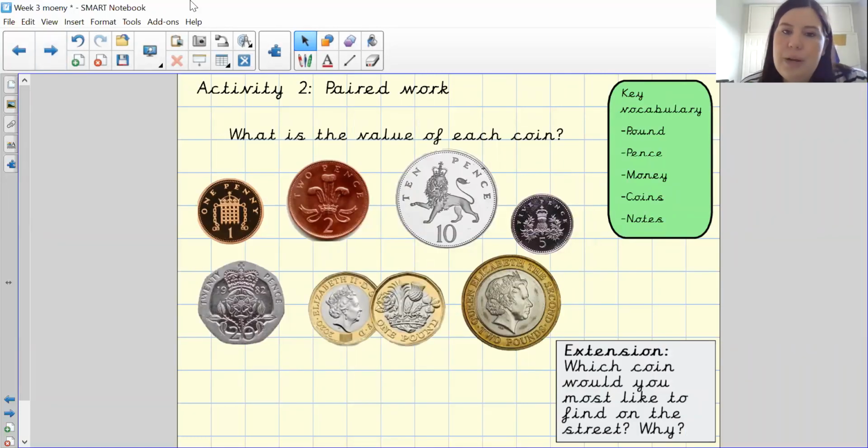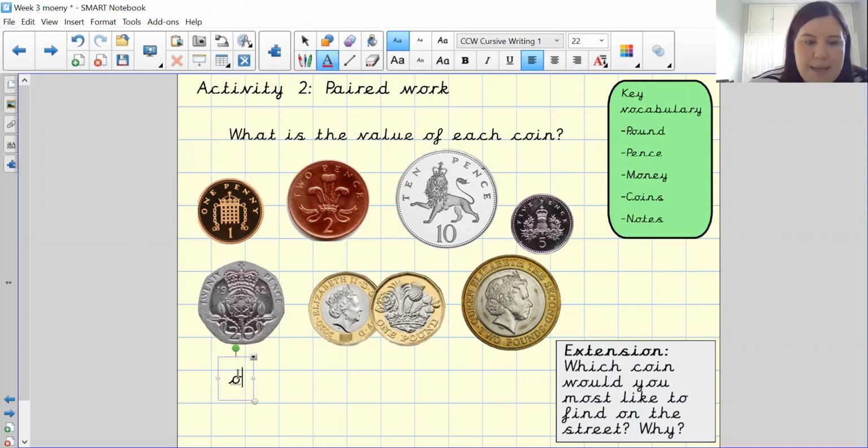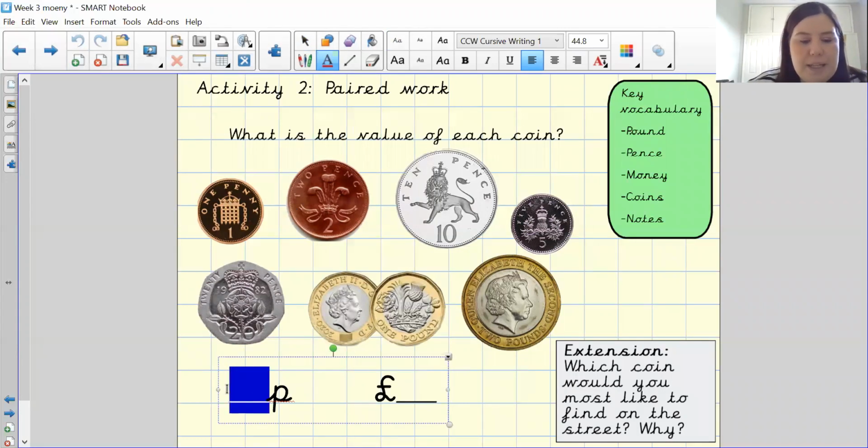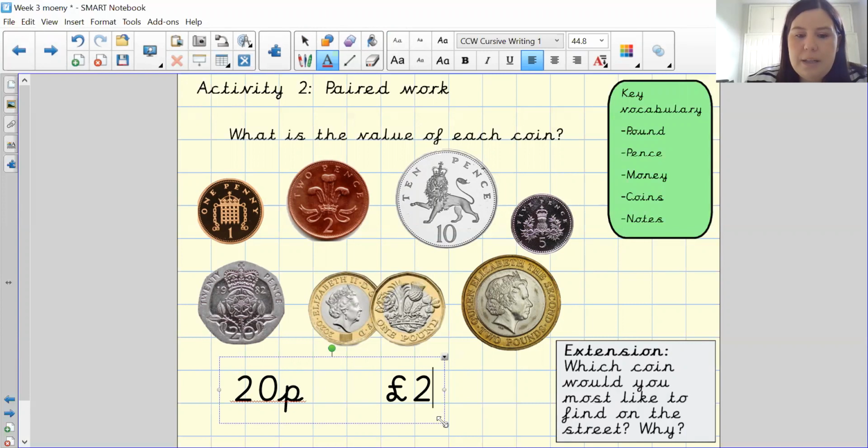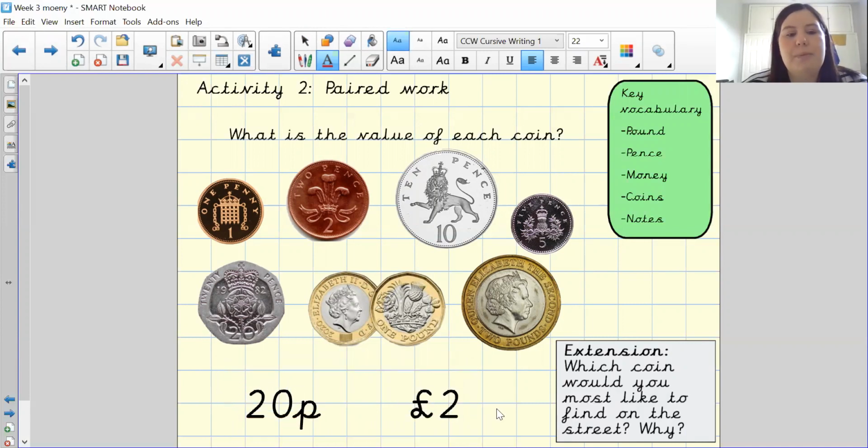So your activity right now is to write the value of each of these coins. So you're going to draw them on a piece of paper and then tell me if it is a pence. So you're going to write something pence, or you're going to write the pound sign and then tell me how much the pound coin is worth, okay? So for example, if you are doing the 20 pence, you would write 20p. If you are doing the £2, you would write £2. Okay, so that's just an example underneath for you to help you to begin with.